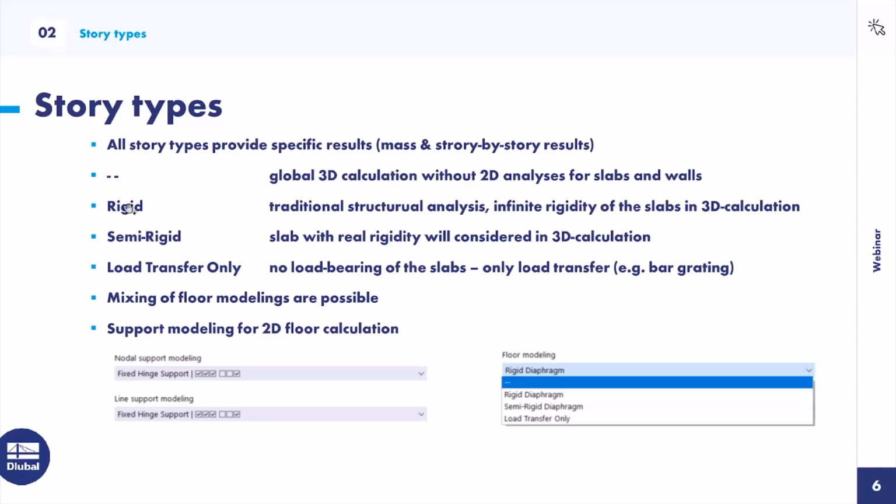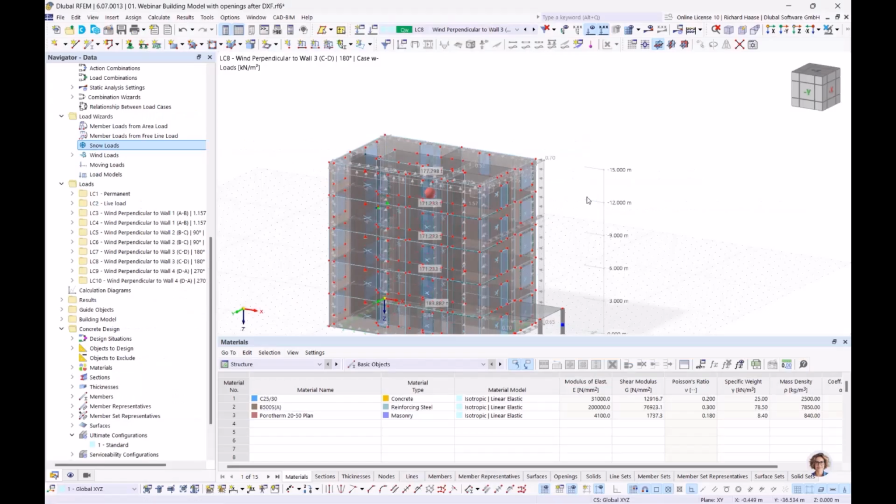When you define the rigid or semi-rigid floor modeling, you also have the options to select the support modelings for these 2D analyses for the slabs. Here the slabs are hinged, let's say, from the walls, and the type of the hinging you can define here, but I will show you in RFEM directly.